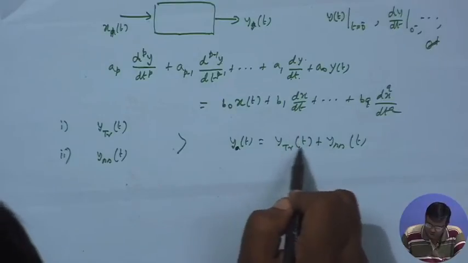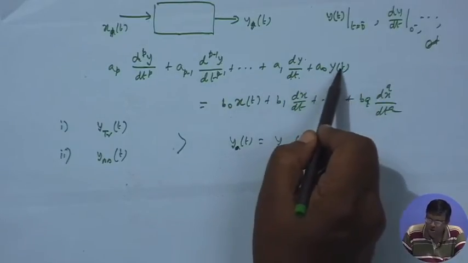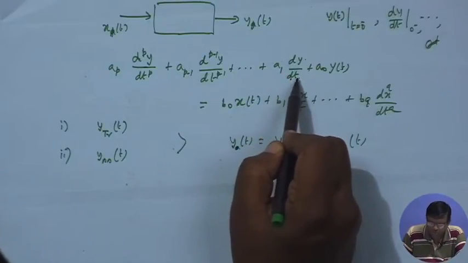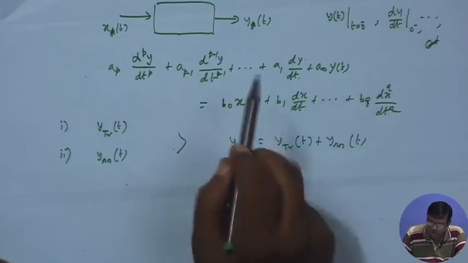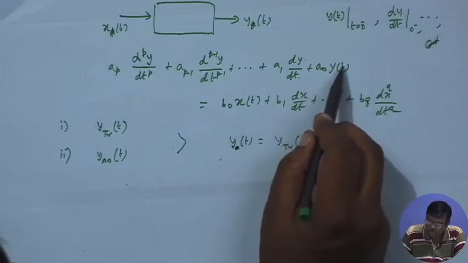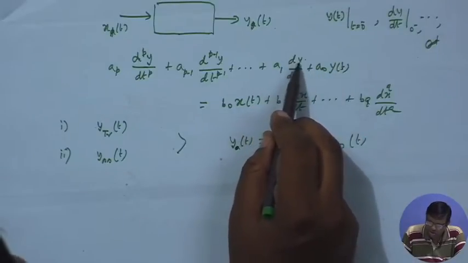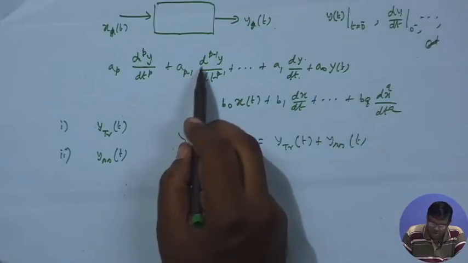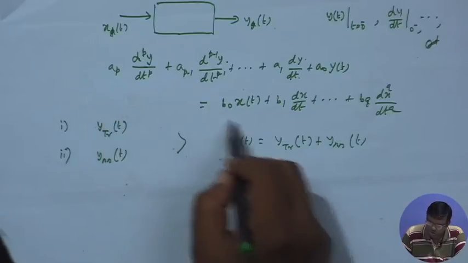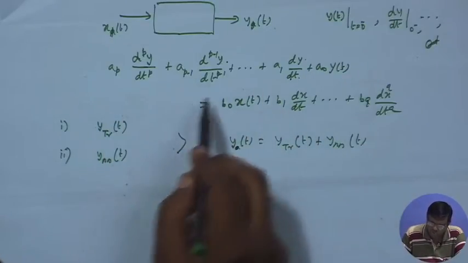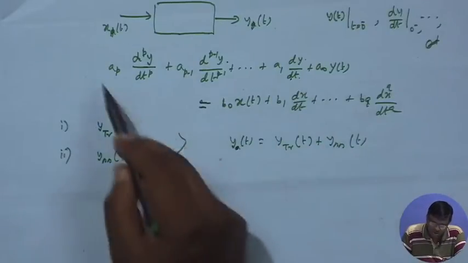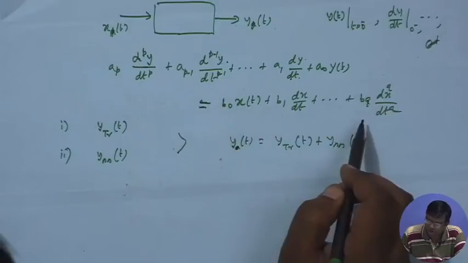So, out of this, if we take out the y_t(t) component separately, a0 y_t(t), a1 dy_t/dt, and so on, that part will contribute nothing, giving us 0. And if you take out the y_ss part, a0 y_ss(t), a1 dy_ss/dt, up to a_{p-1} d^{p-1}y_ss/dt^{p-1}, and so on, that will equal the right hand side, because that is how the solution was obtained by equating the left hand side with the right hand side. Therefore, the overall left hand side will be equal to the right hand side.